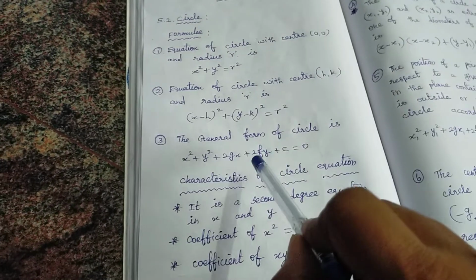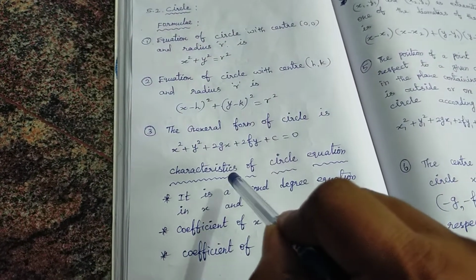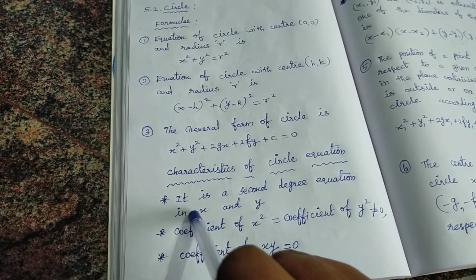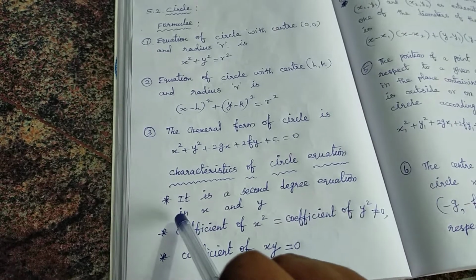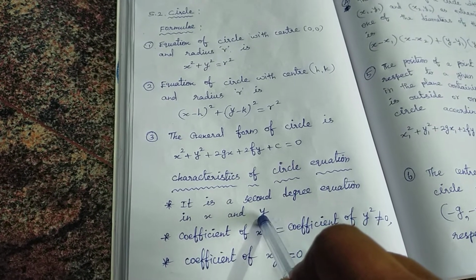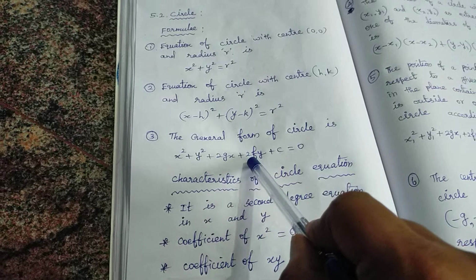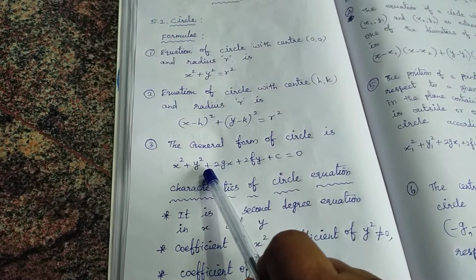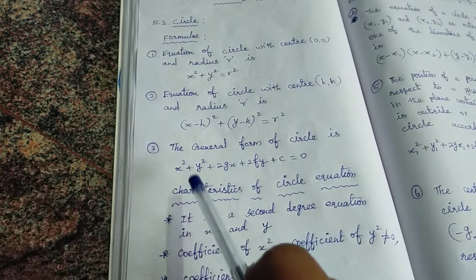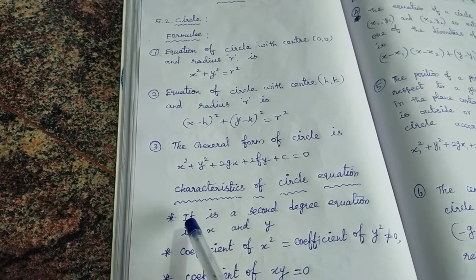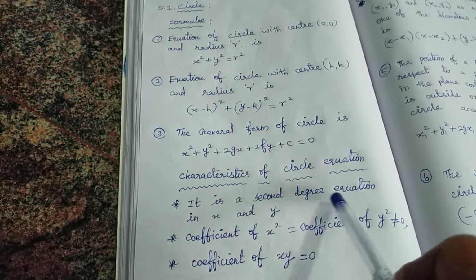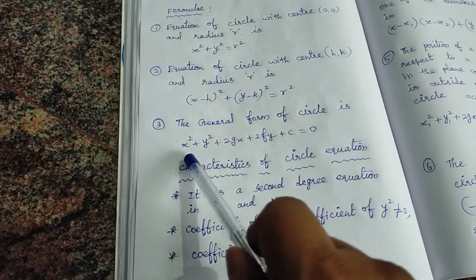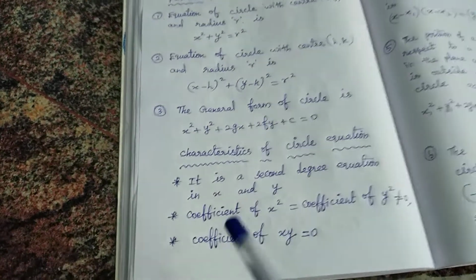So the general form of a circle is x square plus y square plus 2gx plus 2fy plus c equal to 0. So I write some characteristics of the circle equation. First, it is a second degree equation in x and y. Can you understand, children? This is the general form of a circle, and its degree is 2. So only x and y are variables, two variables.